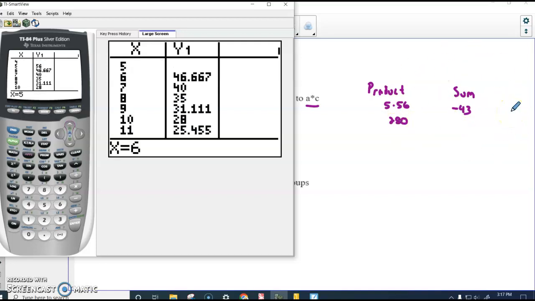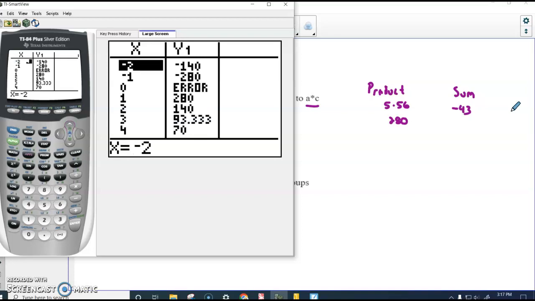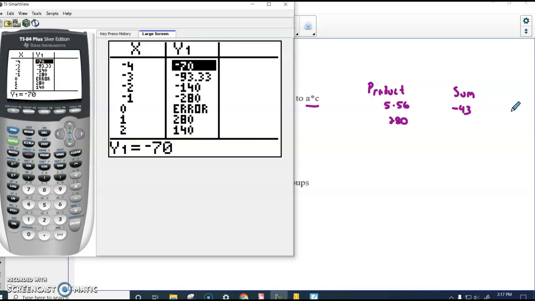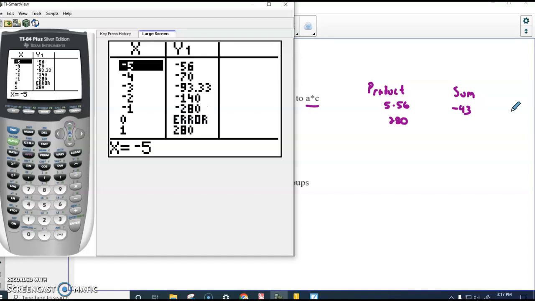So looks like I'm all in the positives right now, so I want to go backwards. I know negative 2 and negative 140 is negative 142. Negative 4 and negative 70, that looks like it's going to be negative 74, sorry. Negative 5 and negative 56 is negative 61. We're getting closer and closer.